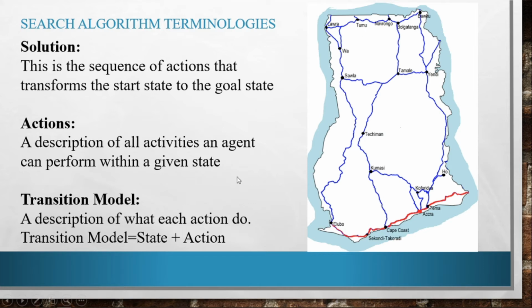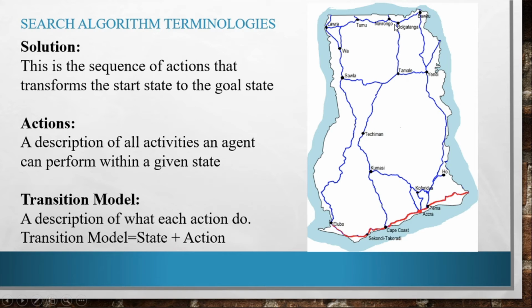Do you get it? So the transition model gives the formula: state plus action. When the agent is in Navrongo and performs an action to the left, the transition model transforms his state to the new state, which is Tumu. So the formula is state plus action. When he takes the left action, it takes the agent to Tumu, and when he performs the right action, it takes him to Bolgatanga.